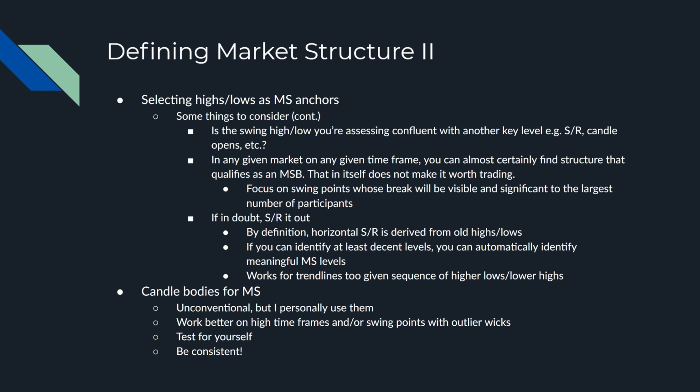As for further quality filters, if in doubt, SR it out works quite well. So by definition, horizontal support resistance is derived from old highs and lows. If you can identify at least decent levels, so you've got some prowess in support resistance identification, you can automatically identify meaningful market structure levels, or at least your job is easier. It also works for trend lines, given the sequence of higher lows and lower highs. Those make up your uptrend and downtrend line levels as well. So if you've got a nice trend line and it's broken, good chance you've got a market structure break on your hands as well. The more eyes, the better.